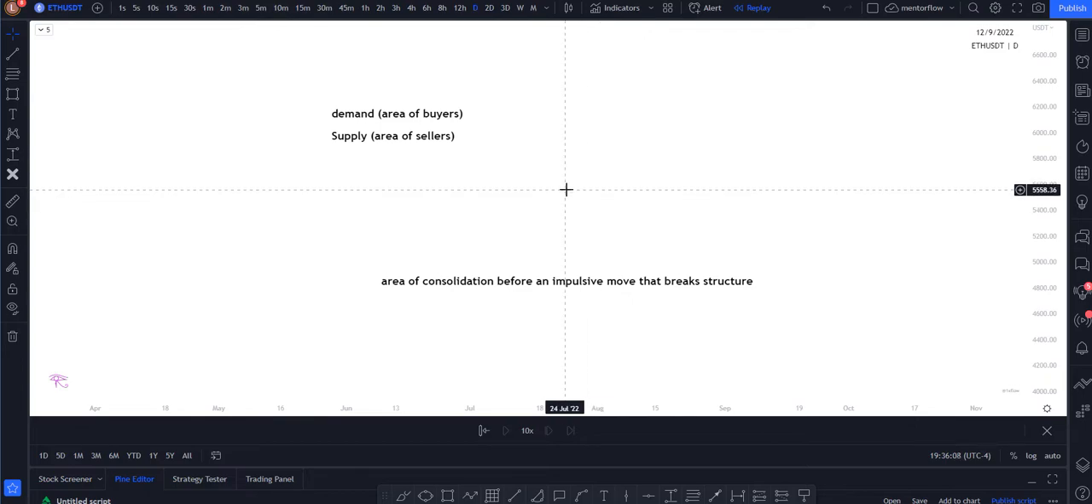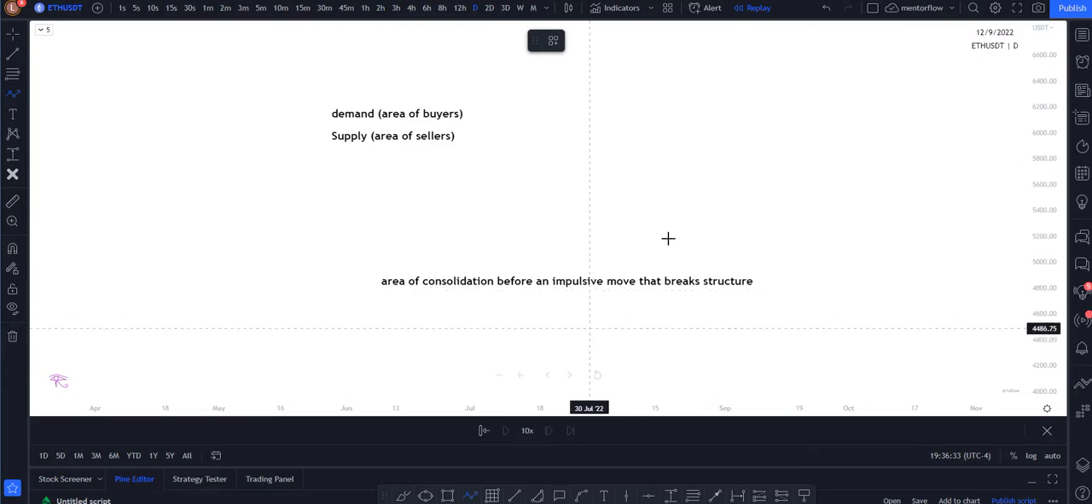Personally, I like to look for the candle before the candle that breaks structure to the upside. This can be used in two ways as far as demand goes, and we'll talk about this with this accumulation that we are going to look at in a second for Ethereum that had happened. So we'll look at that with candlesticks as far as how supply and demand works, but it's an area of consolidation before an impulsive move that breaks structure to the upside.